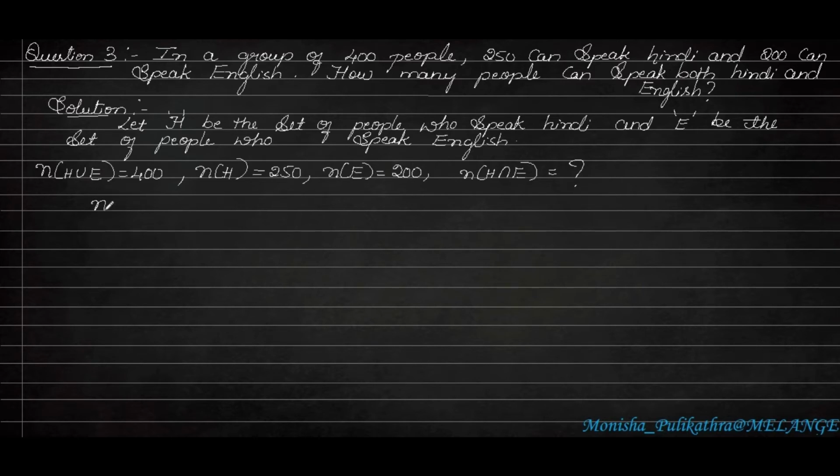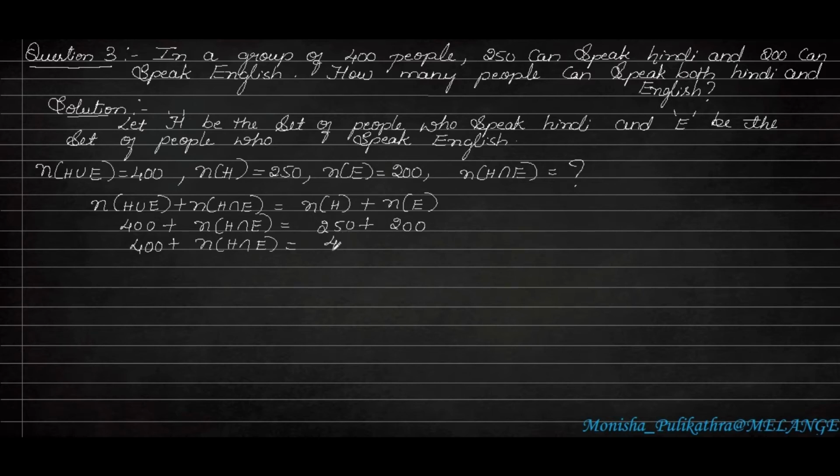The same intersection and union formula we have to write. So N of H union E plus N of H intersection E is equal to N of H plus N of E. N of H union E is 400. Intersection we need to find out. So H intersection E, as it is. N of H is 250 plus N of E is 200. So 400 plus N of H intersection E is equal to 250 plus 200, which is 450.